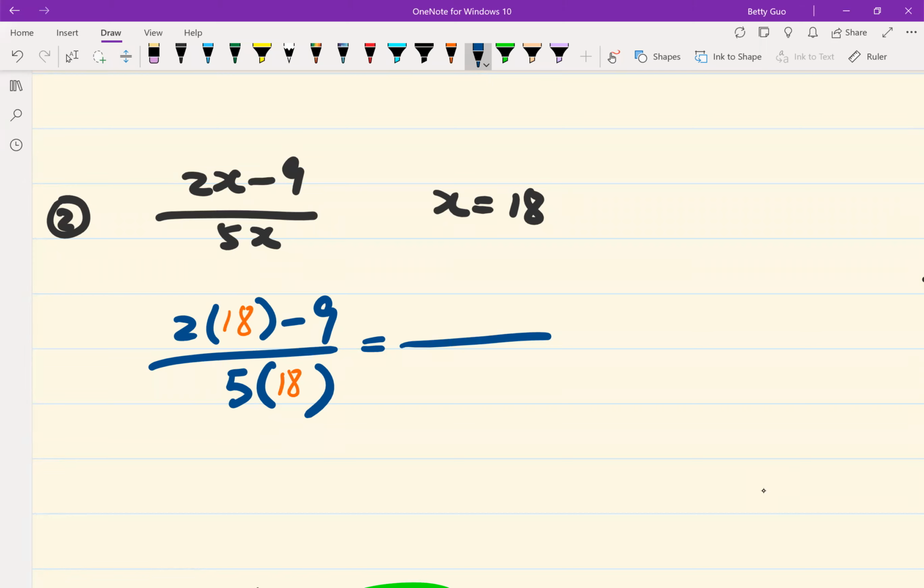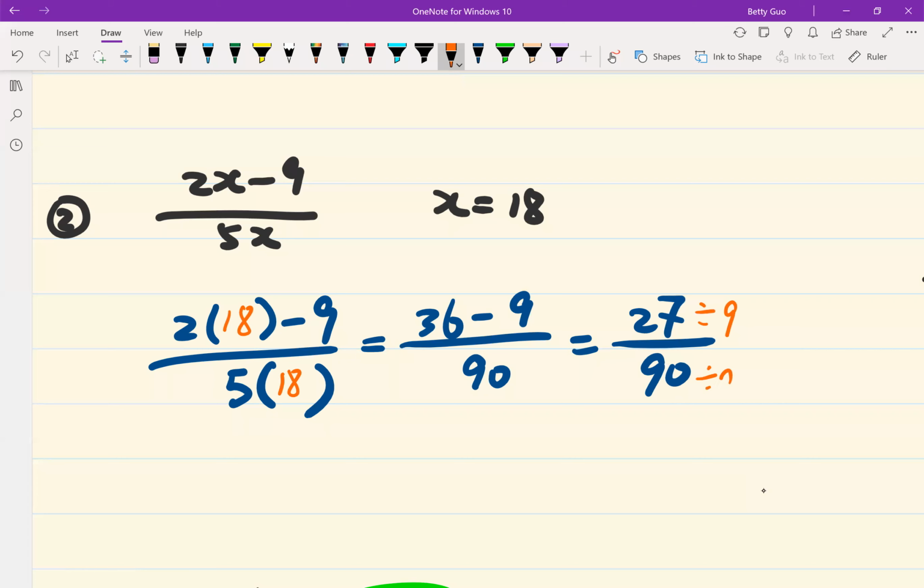What is twice 18? 36 minus 9 in the numerator. Denominator, what is 5 times 18? 90. Numerator, what's 36 minus 9? 27 over 90. Could we reduce this fraction? 27, 90, what's the GCF? 9, exactly. So we divide the numerator by 9 and divide the denominator by 9. Numerator becomes 3. Denominator becomes 10. So that's the answer. Very good.